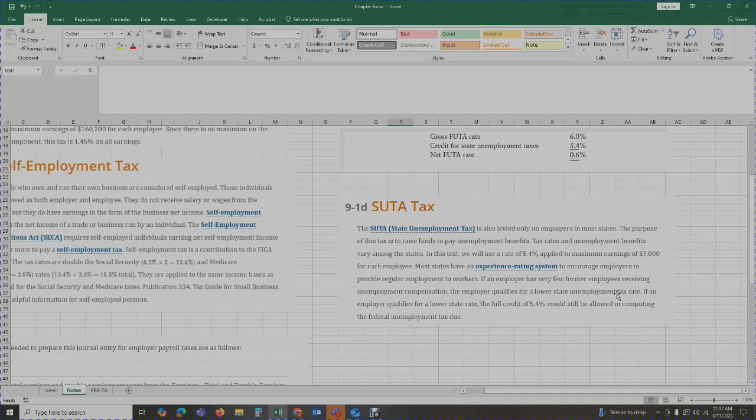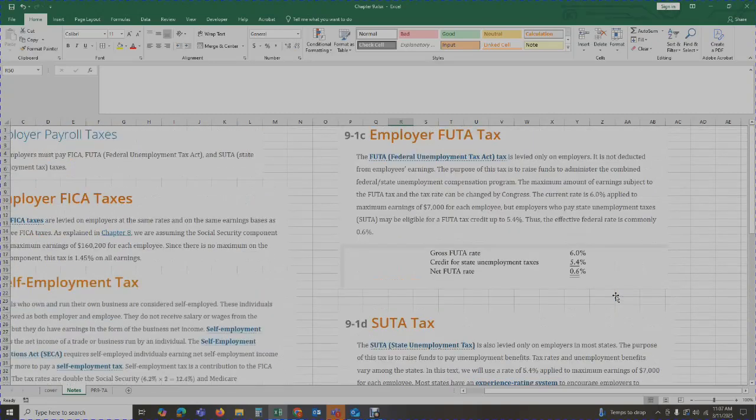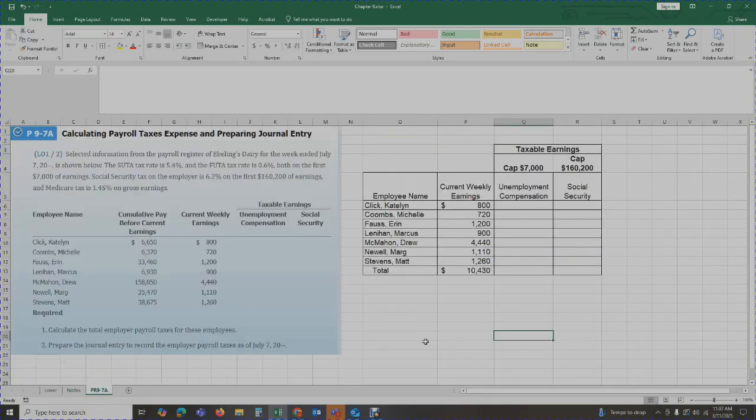Okay. So this is the information that we're going to be provided to be able to solve our problem. Okay. We remember FICA taxes are paid by the employee and the employer. FUTA and SUTA taxes are paid by the employer only. Okay. So now let's get to the actual problem that we're going to be solving. This is problem 9-7A, and we're going to be calculating payroll tax expense and preparing a journal entry. So, selected information.